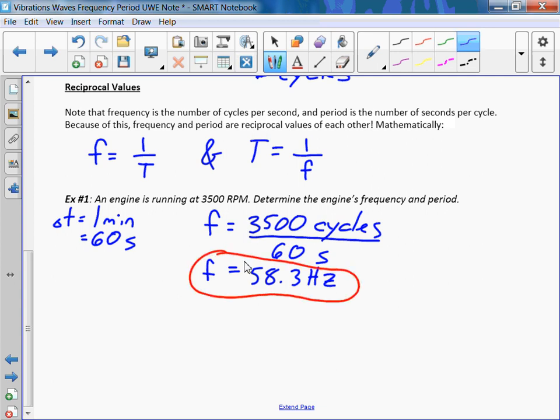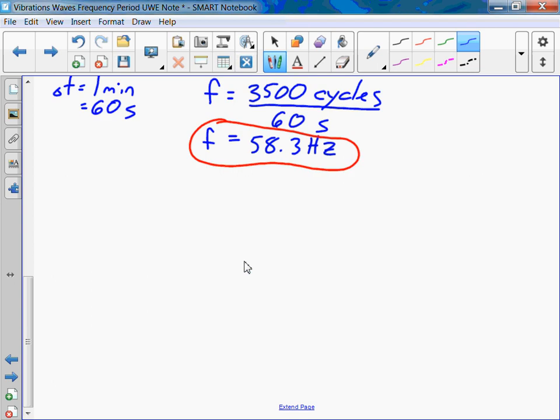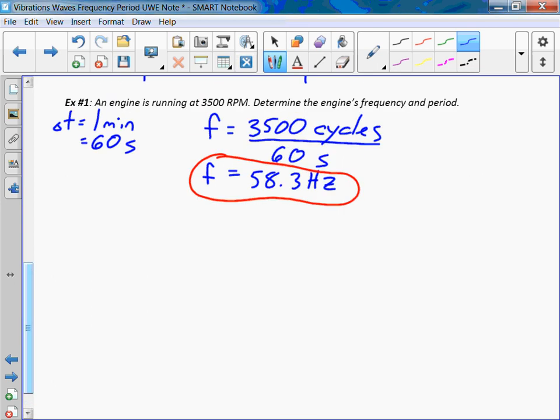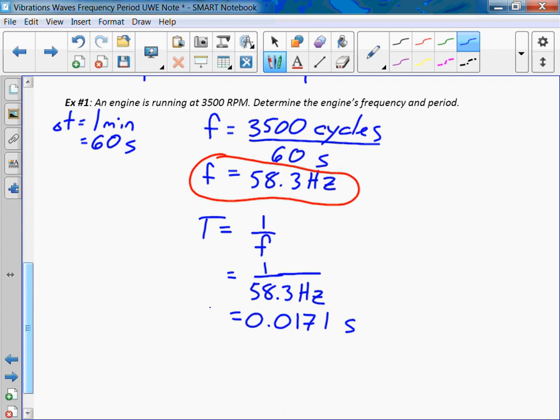And we can calculate the period 2 different ways. We can either do 60 divided by 3,500, or we can just take 1 over the frequency. So let's do it that way. That gives you 0.0171 seconds for one cycle.